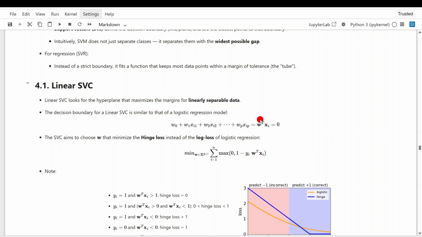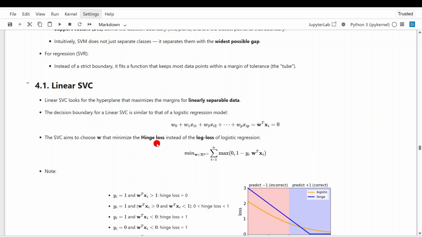So in general, if this linear predictor is greater than or equal to 0, then we can say the predicted class is class 1. And if this linear predictor has a value less than 0, we can say the predicted class is the second class, or let's say class 0. So here the linear support vector classifier aims to find the value of these parameters W0, W1, W2 up to Wp that minimizes a loss called hinge loss.